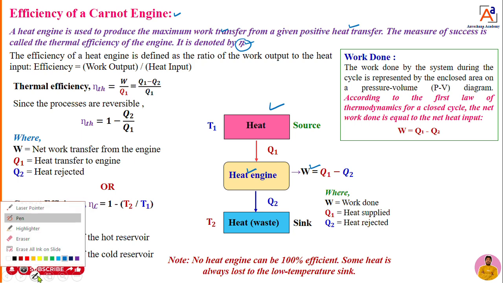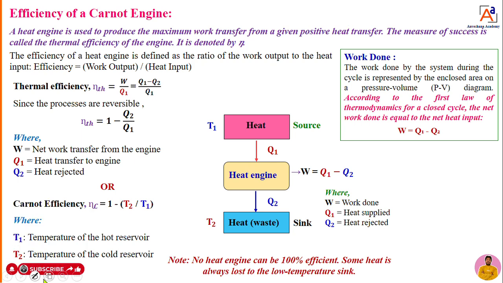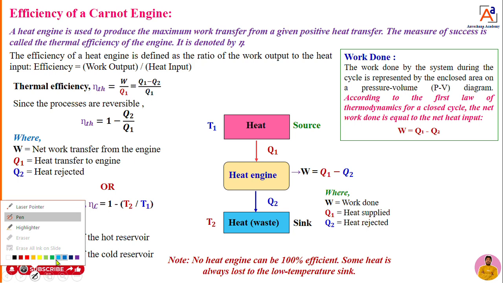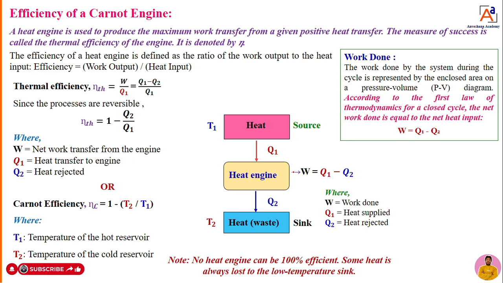Carnot is a scientist who invented this engine. Theoretically he assumed it, but practically it is not possible. So he considered an engine and two sources here. One is the heat source, which works at temperature T1 and supplies heat, represented as Q1. He considered one more source, the sink or waste heat sink, or low temperature region. It works at temperature T2, and the heat rejected to the heat sink is represented as Q2.